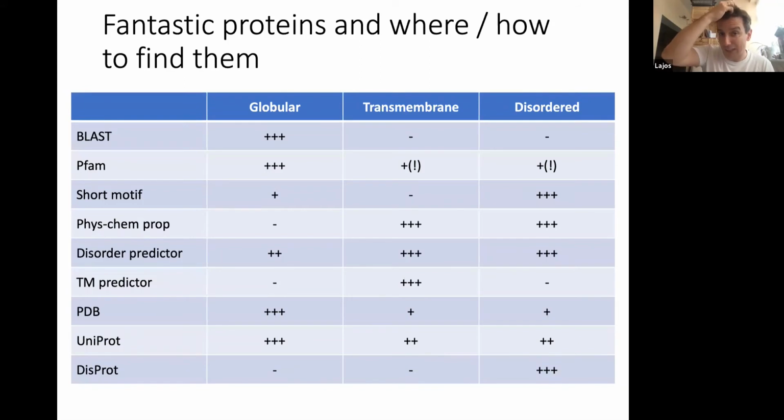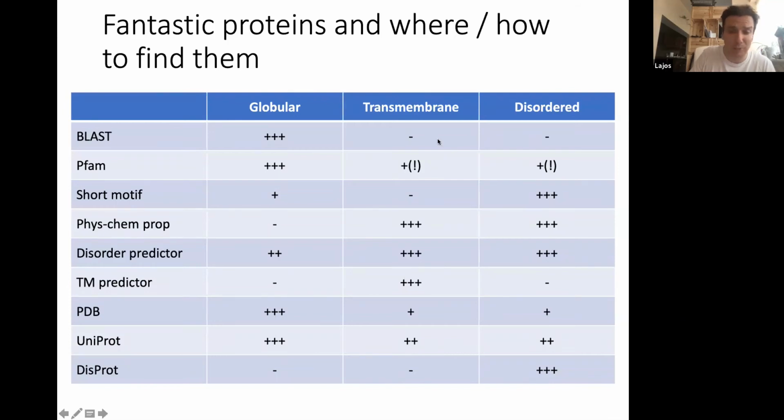So how can you find these proteins? If you have the sequence, you can use, of course, BLAST to find others. So let's just think, in the first line, that you have a protein sequence that you don't know anything about. If you BLAST, and if it's a globular protein, then there's a very good chance that you will find homologs, and you will find out the function. You may find out the structure very easily.